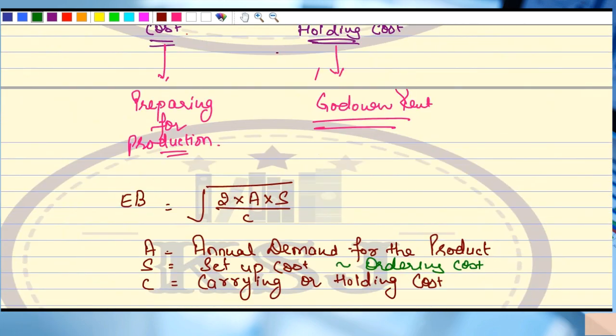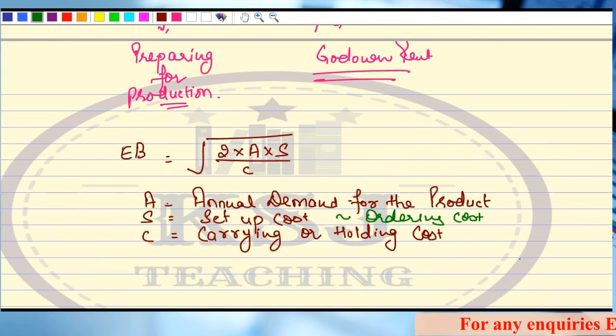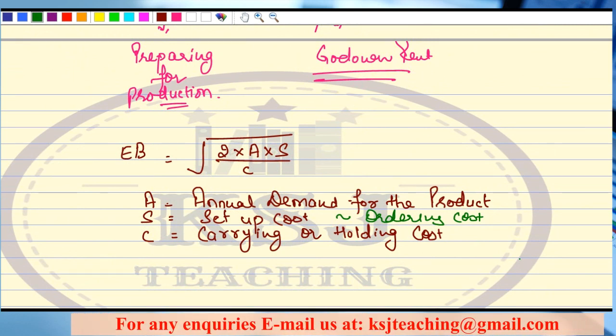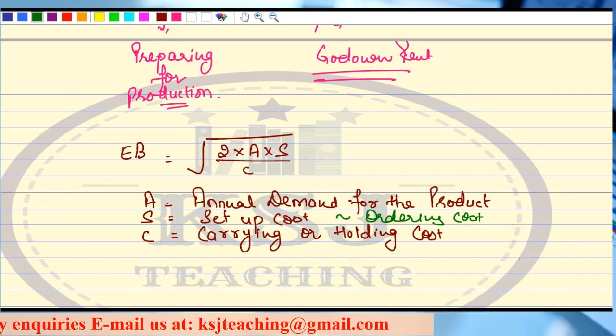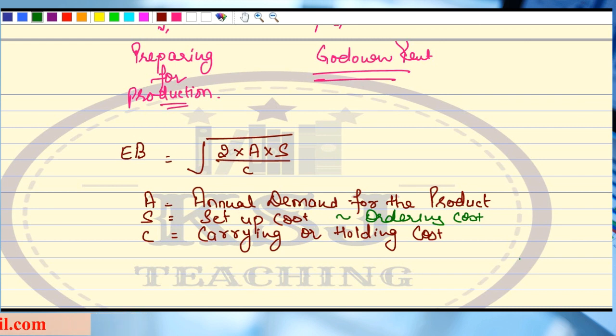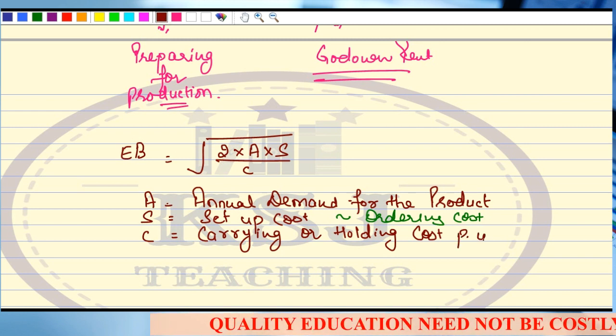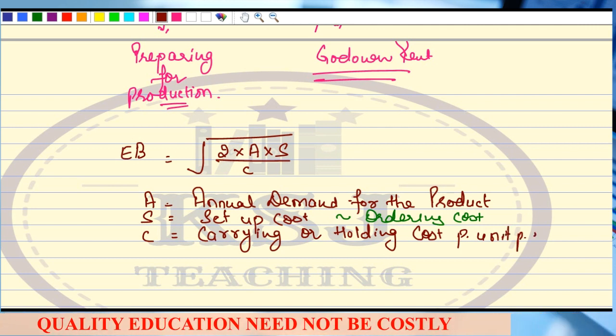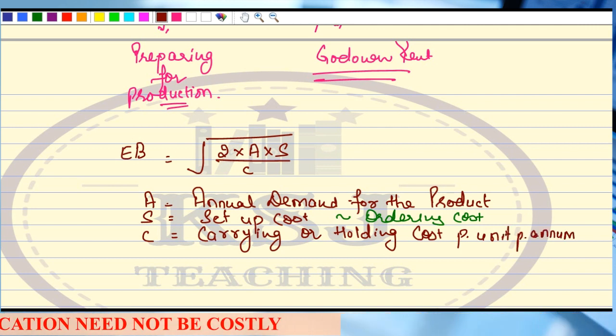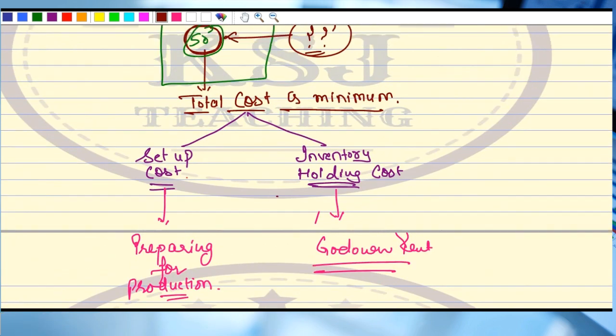Rest all the concepts remain the same as we have studied in the economic order quantity. The formula is the same. Here we consider the annual demand for the product. S is the setup cost per setup, per production run, and C is the carrying cost or holding cost per unit per annum. Clear? Any doubts? So this is the concept of EBQ.